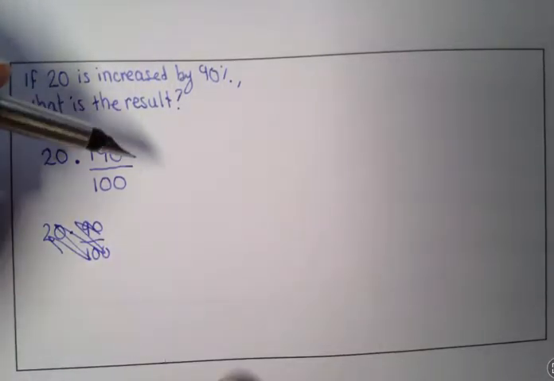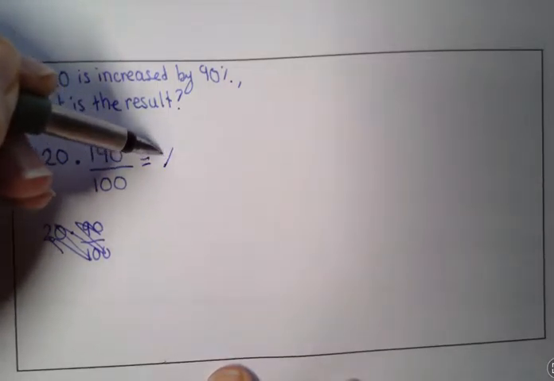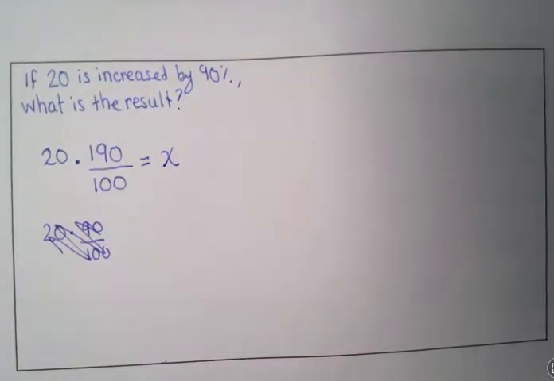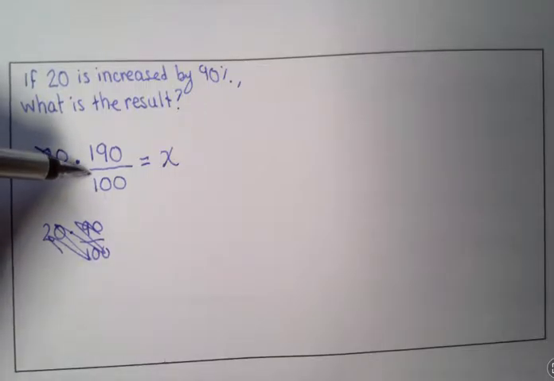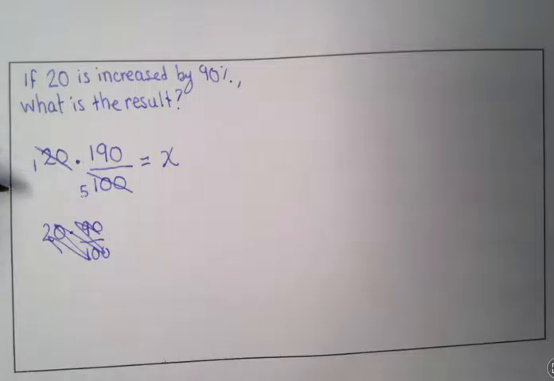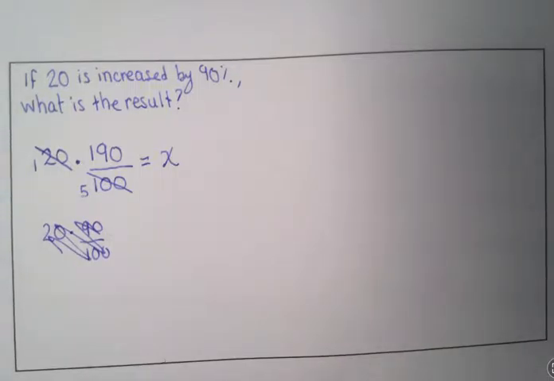And so the result is what? I'll just say the result is x. And so that's all. We just have to solve this equation by evaluating it. We can evaluate by canceling some things right away. We can cancel, 20 is divisible by 20, and 100 is divisible by 20. So we get 190 divided by 5.